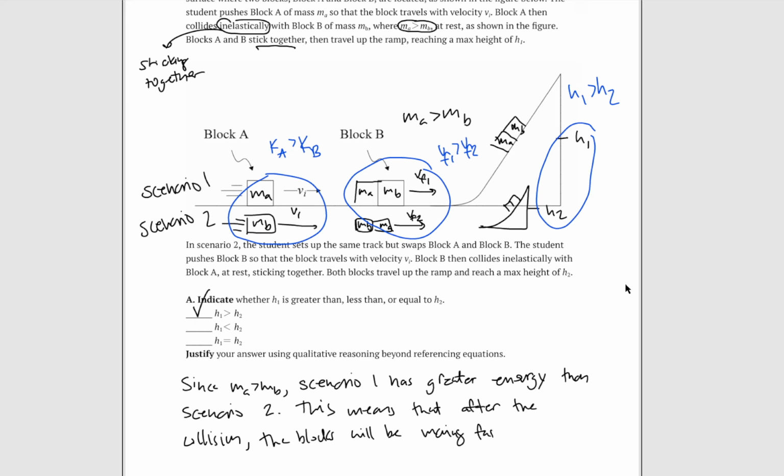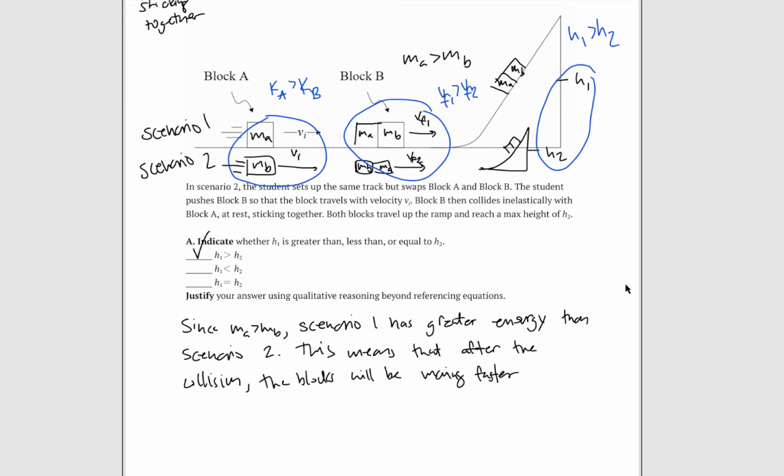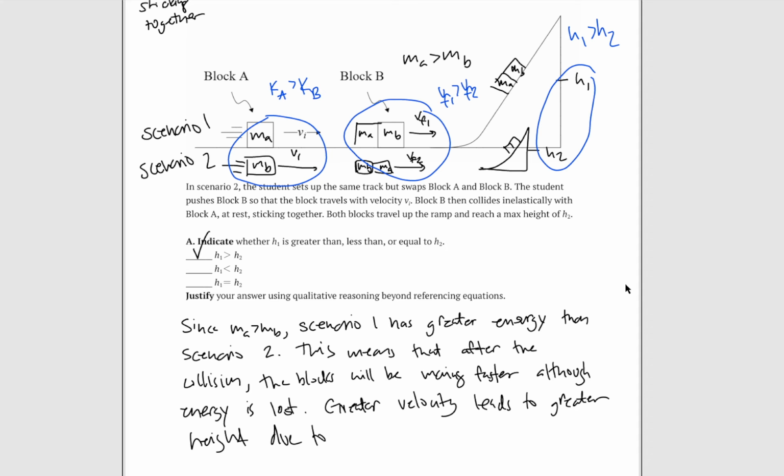We can also think of that as, even though energy is lost, it's not like it's still going to be proportional. The blocks will be moving faster, although energy is lost. Just so it shows that we understand what inelastic means. And then now we can bring this all together with actually answering the question, which is the height. Greater velocity leads to greater height, due to conservation of energy. And that would be enough.